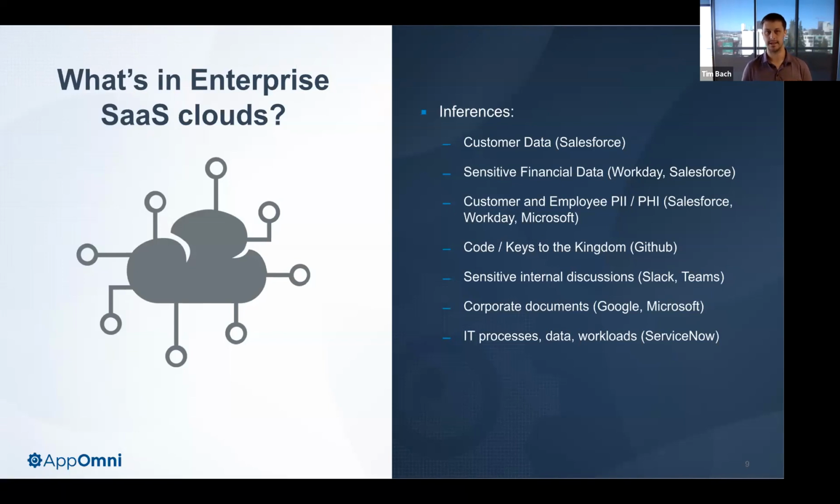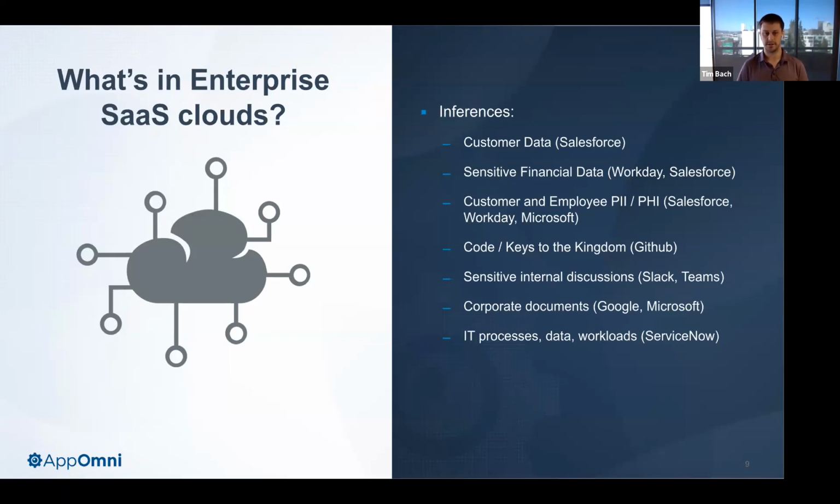You know, GitHub is maintaining code in a lot of cases. GitHub Actions are doing the deployments and building the final artifacts going out to customers. Sensitive internal discussions happen on Slack or Teams. And that harkens back to what we talked about with the HipChat breach.